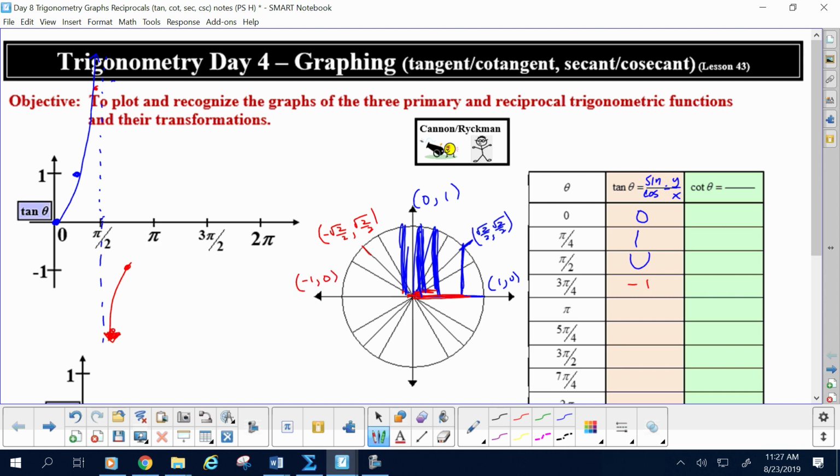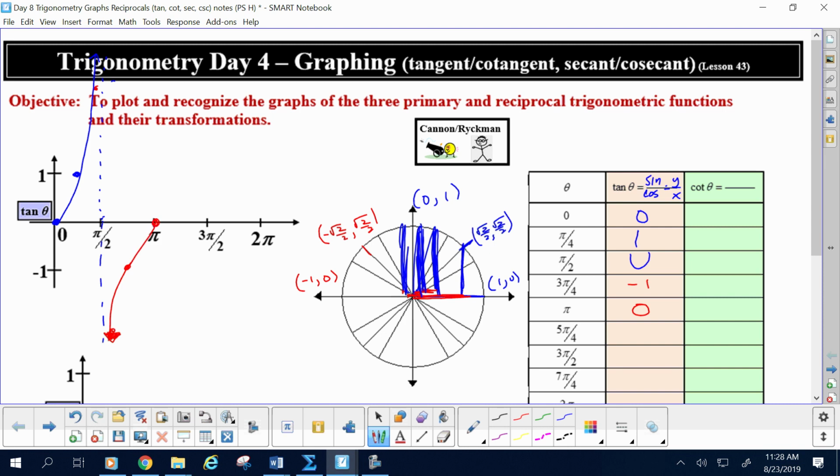Y over x is zero, right? Y over x, 0 over negative 1 is doable. That's not undefined. 0 in the top is fine, it's 0. 0 in the bottom is not fine, it's undefined. Are we cool? So it's going to come up to this guy.